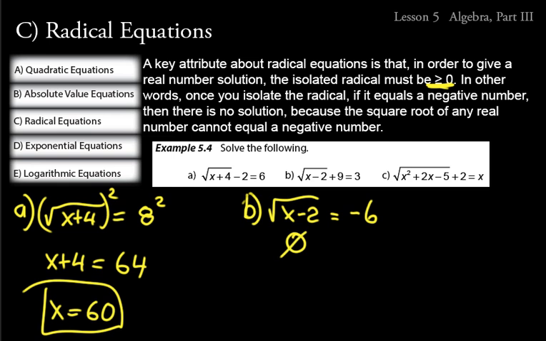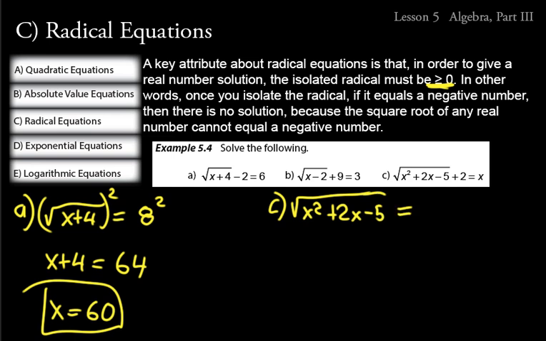C, let's erase this so we have room for C. And notice the x on the right side, that doesn't matter as far as isolating the radical. We isolate the radical first on these. So let's do that. Square root of x squared plus 2x minus 5 is equal to x minus 2. Now, we've isolated the radical. We can't really tell anything as far as is this going to work or not. So we just need to go ahead and square both sides to get rid of that square root sign.